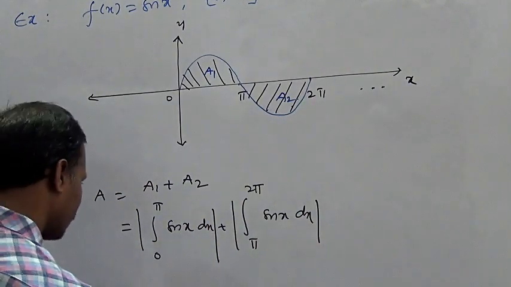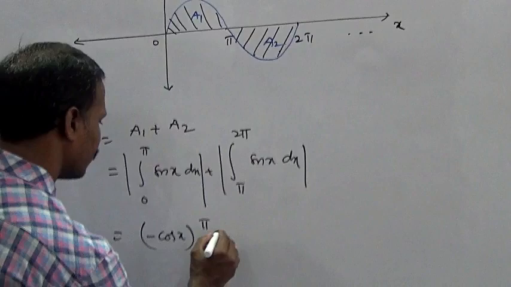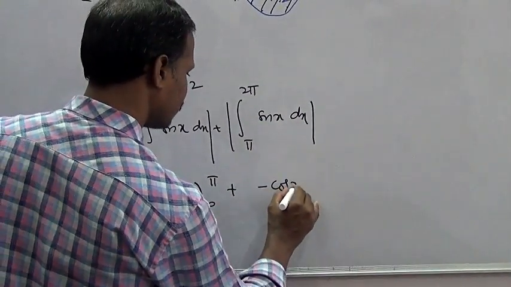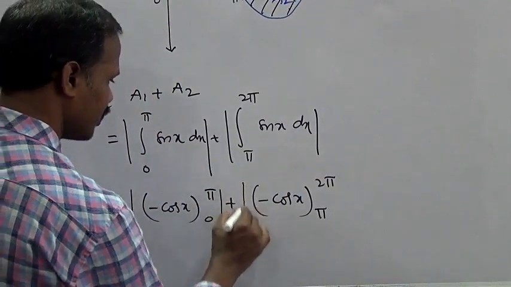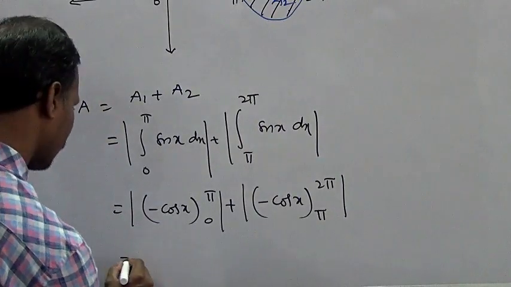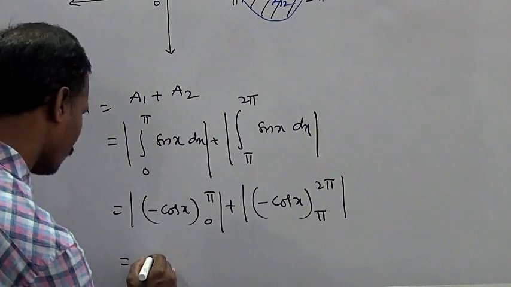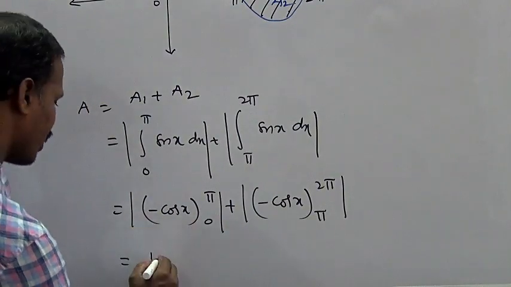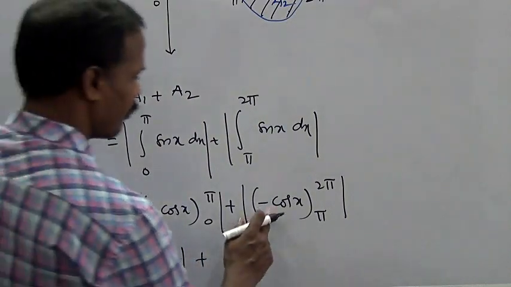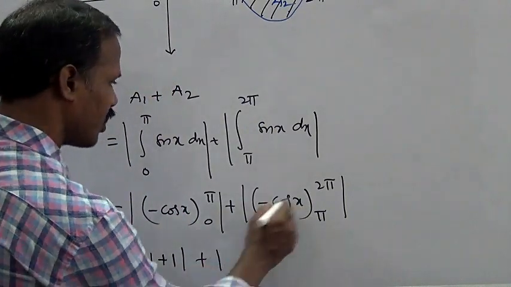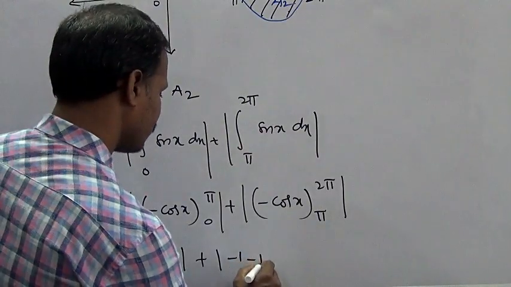Now this is equal to the integral of sin x, which is minus cos x from 0 to pi, plus minus cos x from pi to 2 pi. So don't forget modulus. Now this is equal to minus cos pi, so cos pi value is minus 1, minus of minus is plus, and minus of minus cos 0 is plus 1, plus minus cos 2 pi, minus 1, minus of minus 1, plus cos pi, minus 1.